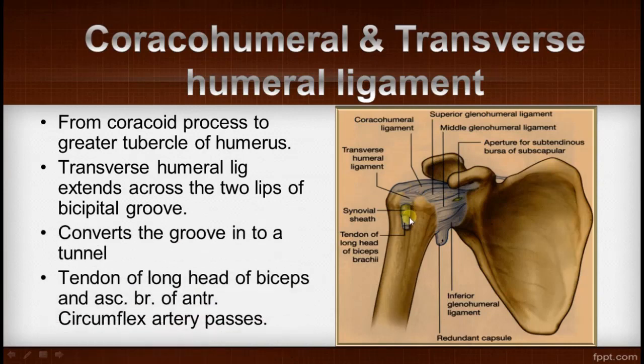So, in this tunnel, what passes is the tendon of biceps with the synovial sheath covering it and the ascending branch of the anterior circumflex humeral artery. So these are the contents of the bicipital groove. If somebody asks, then naturally you can tell that the contents of the bicipital groove or intertubercular sulcus are the tendon of biceps with the synovial sheath and the anterior circumflex humeral artery, ascending branch.